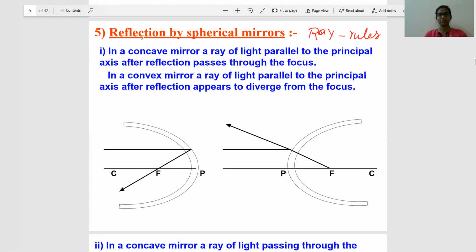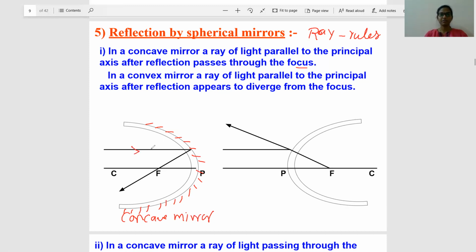First of all, try to understand the ray rules. The first rule is for a concave mirror: a ray of light parallel to the principal axis, after reflection, passes through the focus. Let us take a concave mirror. Concave mirror means what? The outer surface is coated. I think we already learned that. A concave mirror is one whose outer surface is coated and inner surface is reflecting.